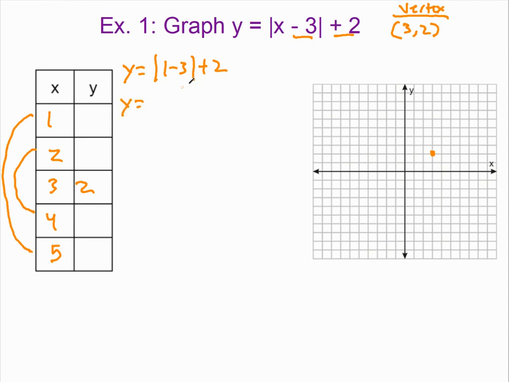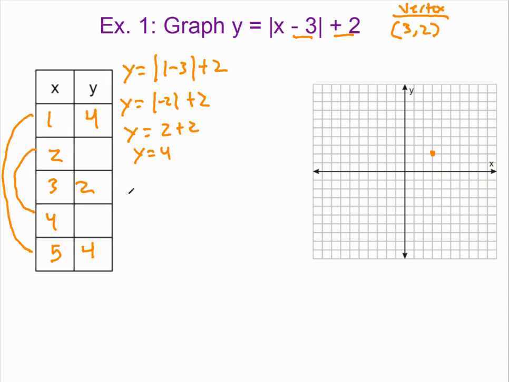So if I work this out, 1 minus 3 is negative 2. Absolute value of negative 2 is 2. And 2 plus 2 is 4. So 1 and 5 both have y values of 4.